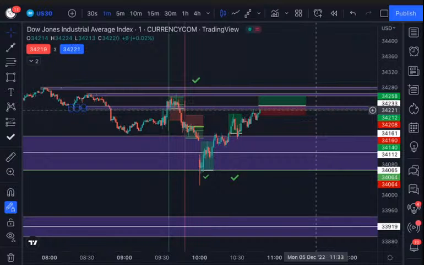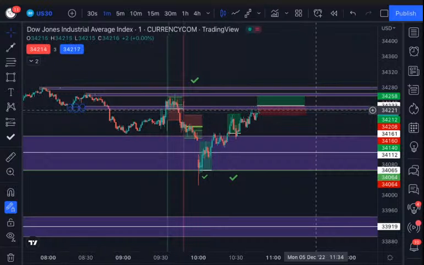I need to break above that zone and close above 233. I'll probably scalp that for like 10 points, 10, 20 points.